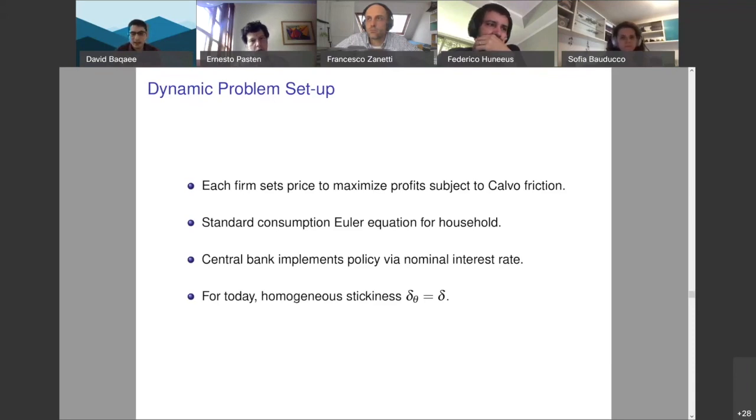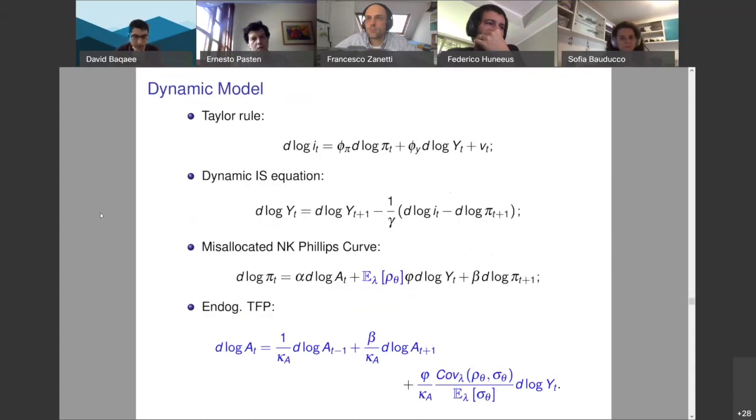And as I said, I'm going to focus on the case where the Calvo parameter is not heterogeneous across the firm size distribution. So all the action is going to come from desired pass-throughs, not from price stickiness. So here is the dynamic model. Here's the so-called 4-equation New Keynesian model.